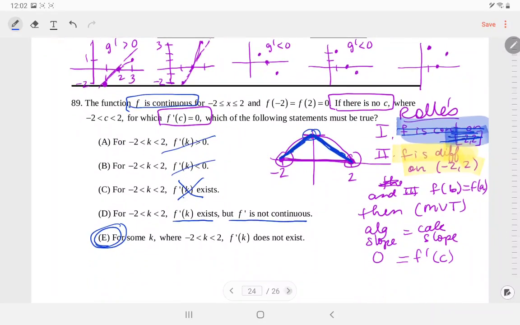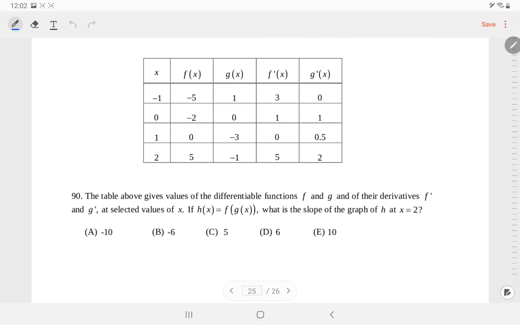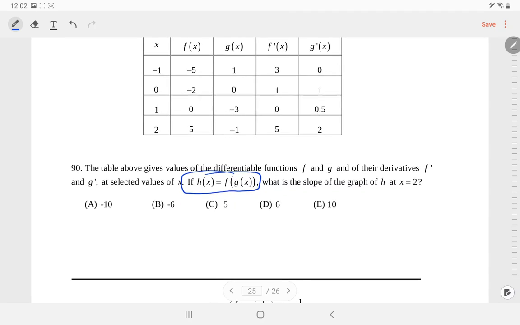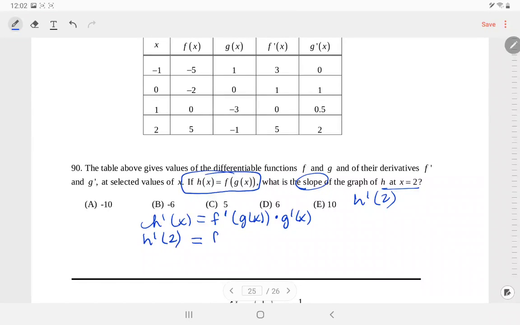Okay. So let's see. The next one. Oh, a chart. Oh, I like the chart ones. Okay, derivatives. Oh, this one. Oh, this is an AB question. Slope of the graph of h at 2. So they want h prime of 2. Oh, I like this one. So h prime of x equals derivative of the outside, keep the inside inside, times the derivative of the inside. Chain rule. h prime of 2 is f prime of g of 2 times g prime of 2.